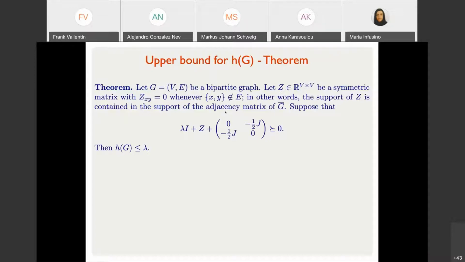Okay, so I have this matrix Z. This is going to be the optimization variable of the semidefinite program. And then suppose the following is true: the matrix lambda times identity plus Z plus this block matrix, which consists of 4 blocks, 0, 0 on the diagonal, and minus a half J on the off-diagonal, where J is the all-ones matrix of the corresponding block sizes, so J is of size V1 times V2. And this entire matrix should be positive semidefinite. Whenever I found such a lambda and such a matrix Z so that this sum matrix is positive semidefinite, then I have an upper bound for h, and this upper bound is lambda, the multiple of the identity.